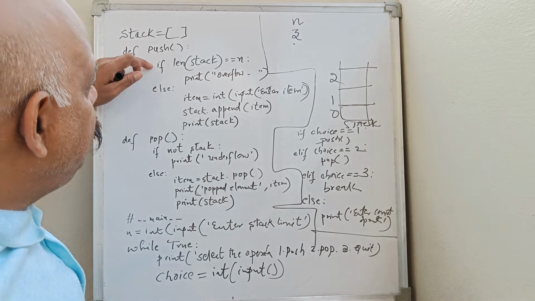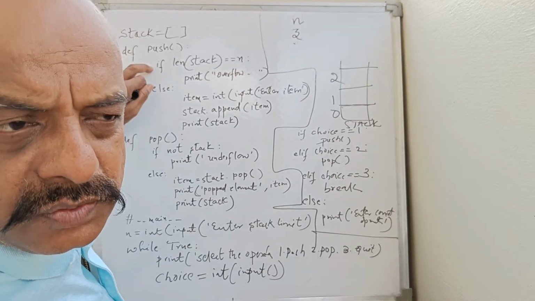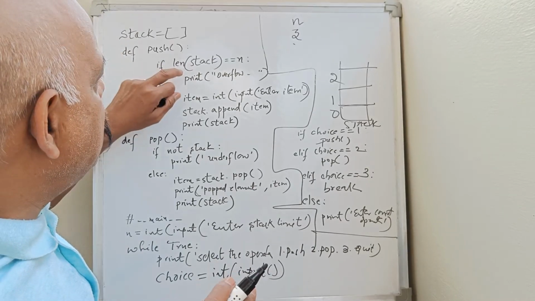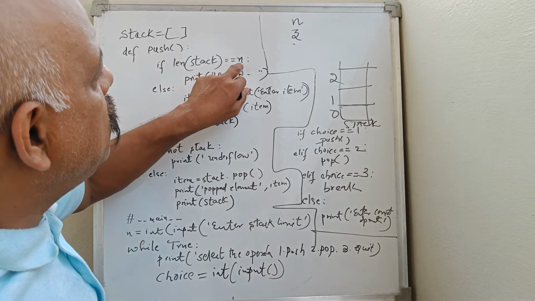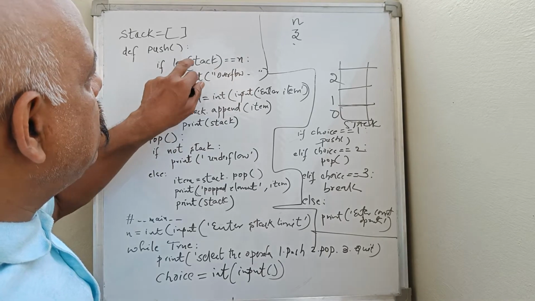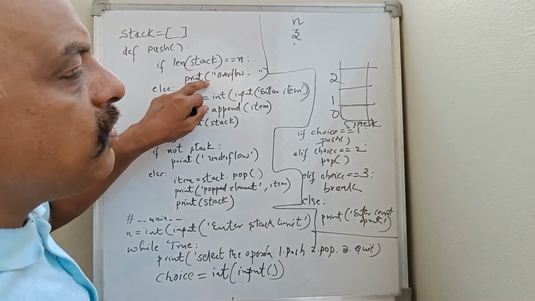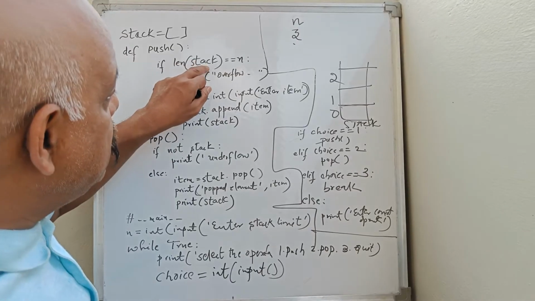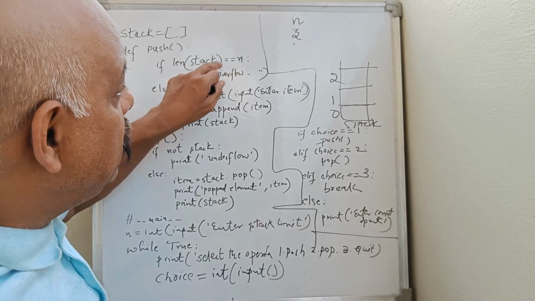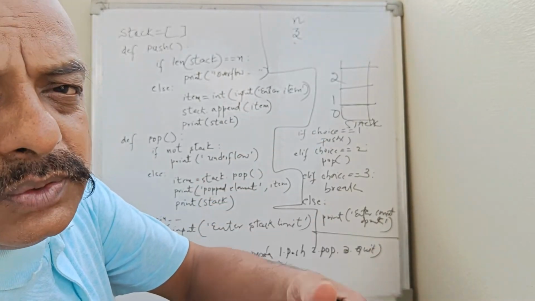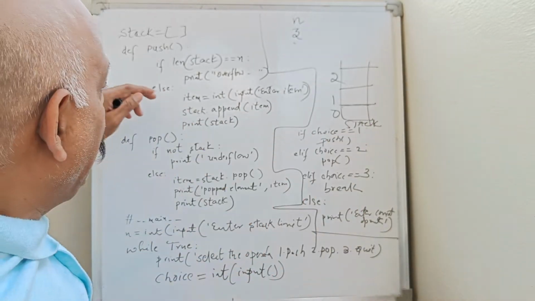Then the first condition you have to check is overflow, no? If the length of the stack is equal to the max limit 3. Here the length of the stack is 0. 0 is equal to 3 is false, is it not? Then this will not be executed. Only if the length of the stack is 3, is equal to 3, then it is true. Then overflow: the stack is full, you don't have any space, you have to come out.